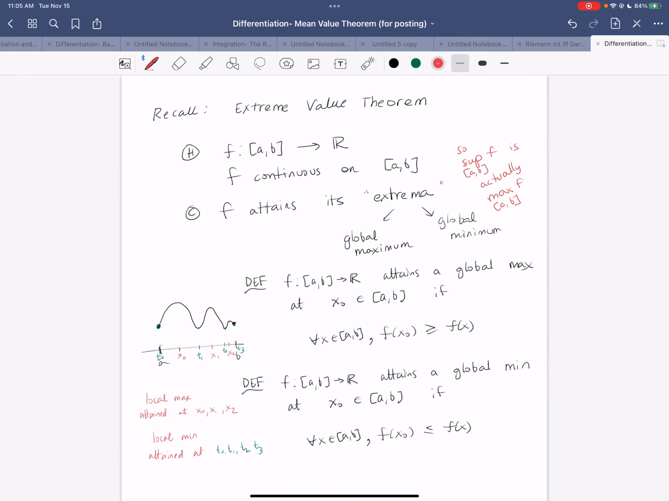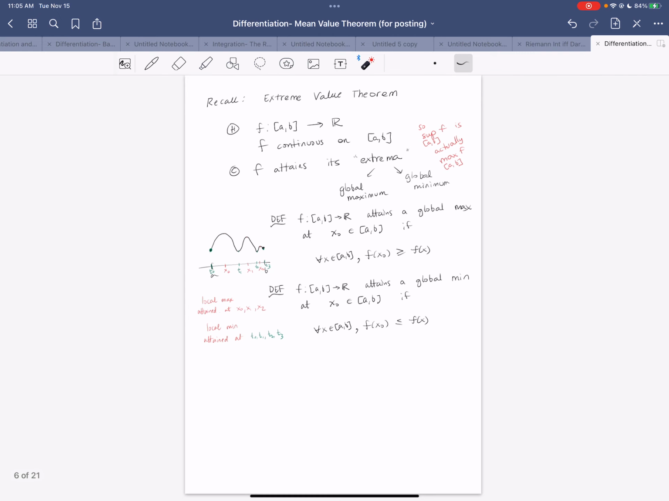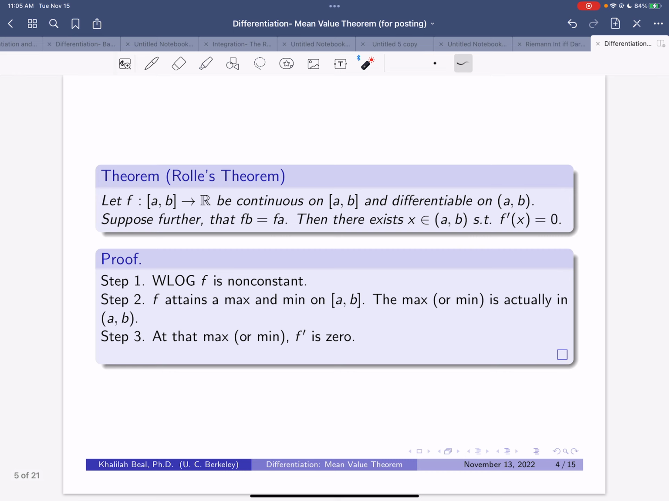The reason why it's true, of course, is if you have a continuous function on a compact set, that means the image is compact, right? The continuous image of a compact set is compact. So the image is closed and bounded. A closed and bounded subset in R will have the sup and the inf actually be the max and the min. So that's the extreme value theorem. And we're going to use this in our proof of Rolle's theorem, okay?